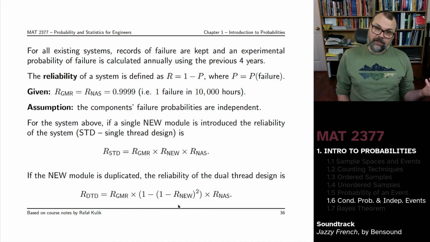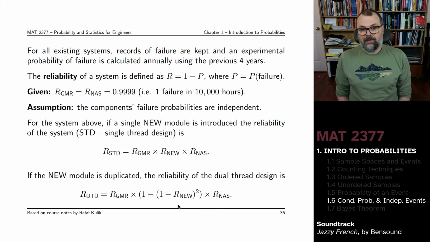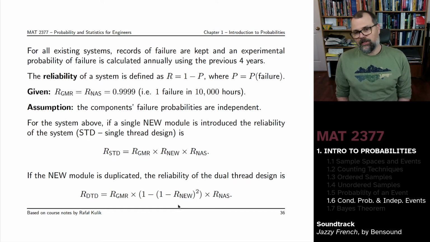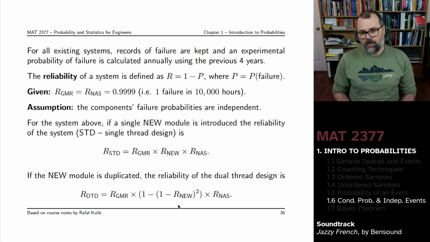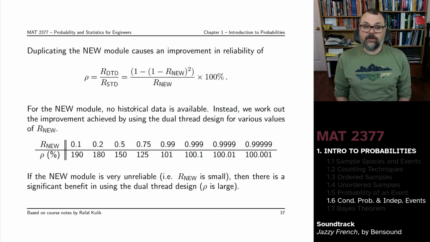So the reliability of the single thread design is the reliability of the GMR times the reliability of that one component times the reliability of the NAS system, and the reliability of the dual thread would be the reliability of the GMR times the reliability of the NAS times the expression in the middle, which is the reliability of the dual thread: 1 minus the probability that both systems would fail. We also don't know what the reliability of the new module would be, because we don't have historical data.